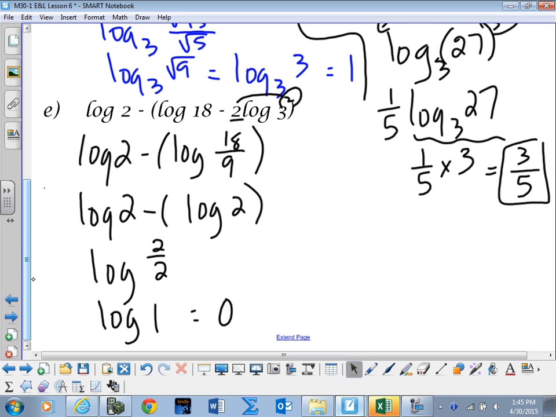So I had actually 2 laws of logs going on in this example. I had moved the 2 up to the exponent position, then combined, because it was subtraction, I combined using division, and then I did it again because I had subtraction again. Let's try another example.